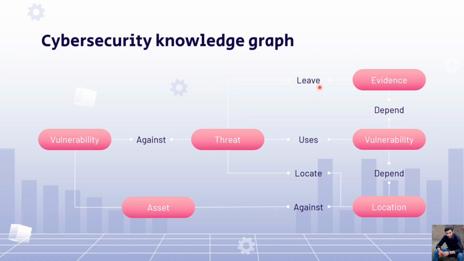Because advanced attackers, their APTs, advanced persistent threats, have a quite challenging or devastating impact on organizations. So to mitigate such risks and attacks, an ethical hacker needs to build a cybersecurity knowledge graph by integrating and linking the critical information of these vulnerabilities, assets, threats and locations.